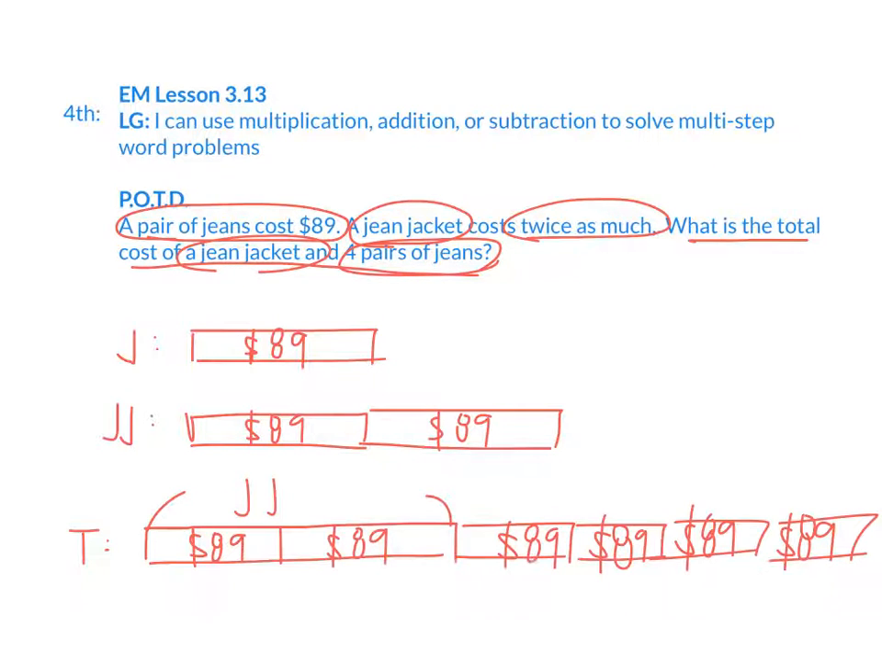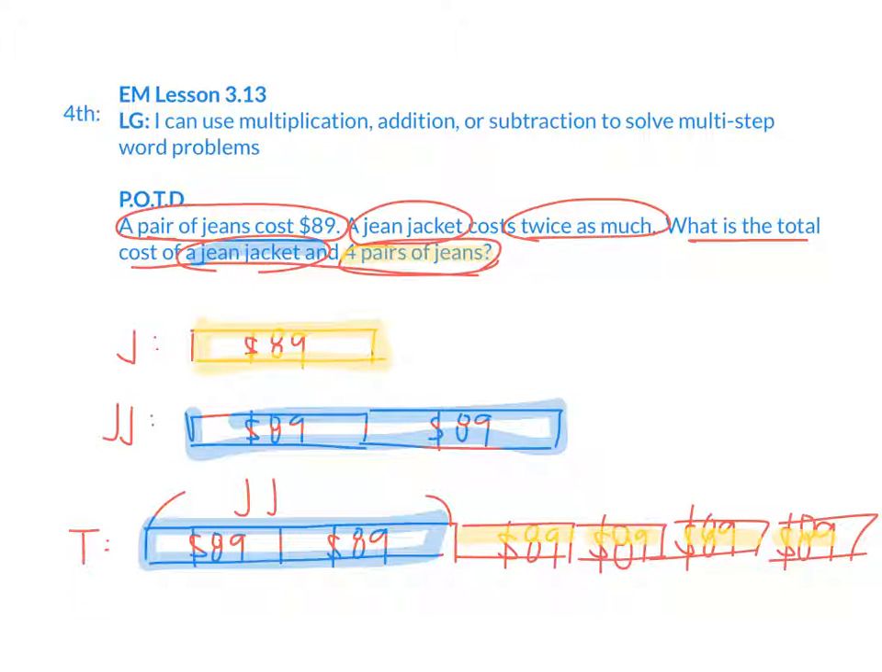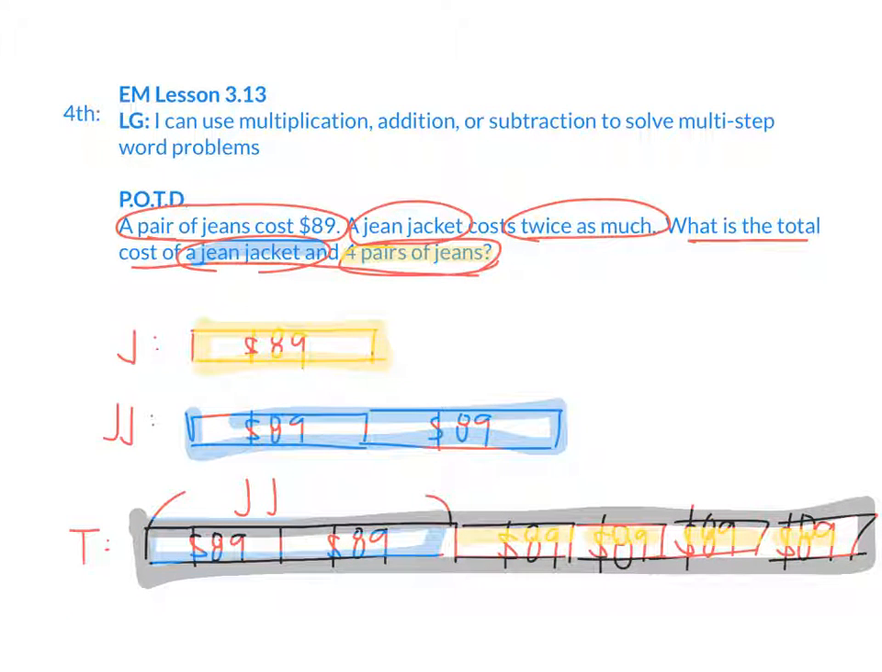How would you draw that? Good conversations. I heard a lot of you guys saying, okay, these 2 89s together make 1 jean jacket. So there's the 1 jean jacket. Then I need 4 pairs of jeans. So I need 4 of these. 1, 2, 3, 4. So all together, my total cost is how many segments of 89? 6, right? My total cost is 6 total segments of $89.